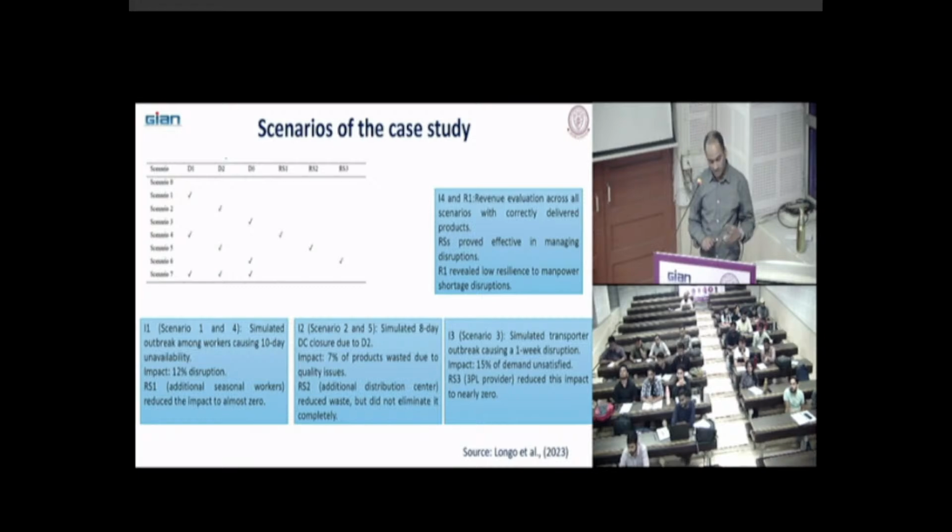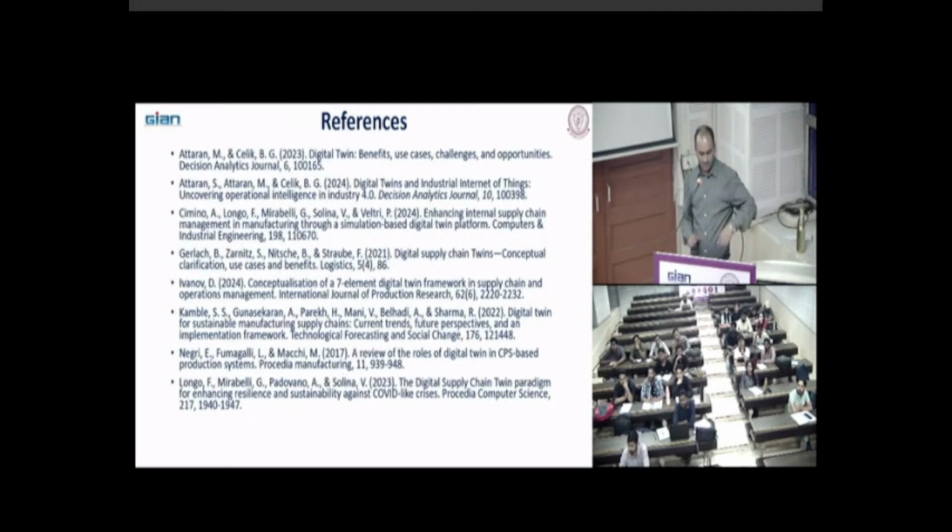And in revenue 4 scenario, revenue 4 and R1 response 1, revenue evaluation across all scenarios with correctly delivered products. Response strategy proved effective in managing disruption. R1, response strategy 1, revealed low resilience to manpower shortage disruption. So among all three response strategies, RS1 has basically the lower resilience, meaning it took additional time to come back to the original position. And these are the references for this one.